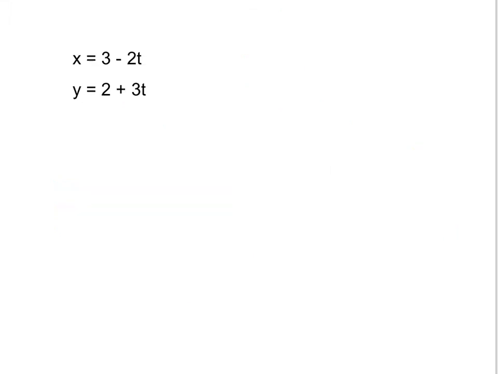Let's now actually convert this equation to rectangular form, to xy form. So we're going to eliminate the parameter. I'm going to get rid of my t's. First thing I'm going to do is take my first equation, which is in terms of x, and solve that for t. So I'm going to subtract 3 from both sides. Let's see if I go too fast here for you. -2t is equal to x minus 3. And divide both sides by -2.